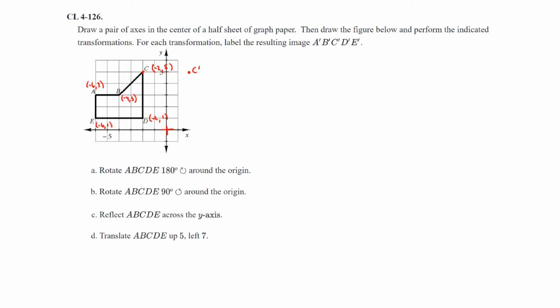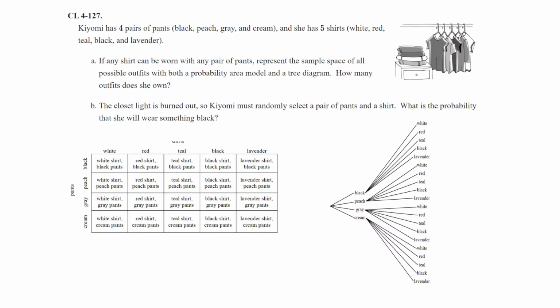So once again, probably the easiest thing to do is check your answers at the end of the closure problems on that one, and use tracing paper for A and B for sure. And then C, once again, count from the y-axis, and then D, you'll just have to count in both directions.